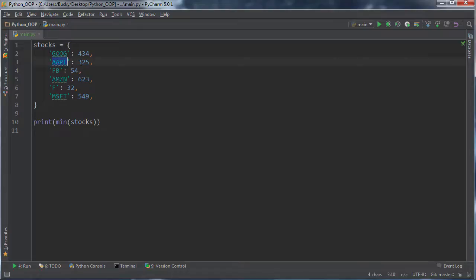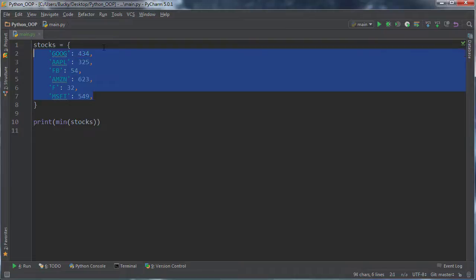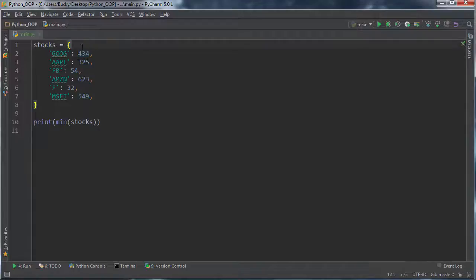That's not right. See, Apple is 325 bucks. And the cheapest one looks like Ford. So why the heck isn't this working? Well, it actually did work, just not in the way that you thought. See, by default, whenever you're running these calculations on a dictionary, it's going to look at the key rather than the value. So this is the key, and this is the value. So it did give you the minimum one. It's just that the minimum one in alphabetical order was Apple. But that's not what we want. We want the cheapest one, which is Ford. So how do we get that?